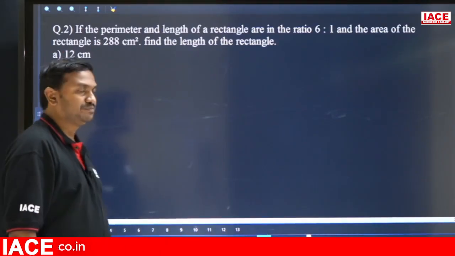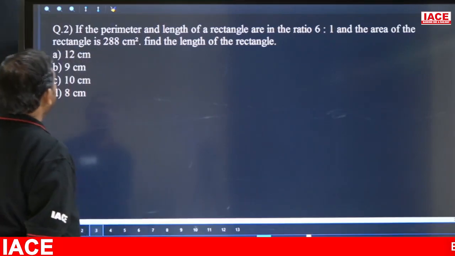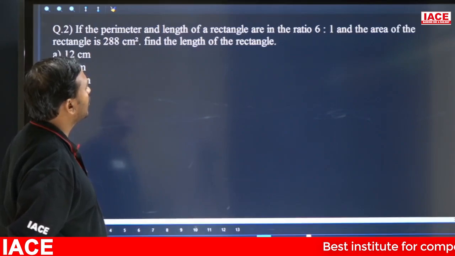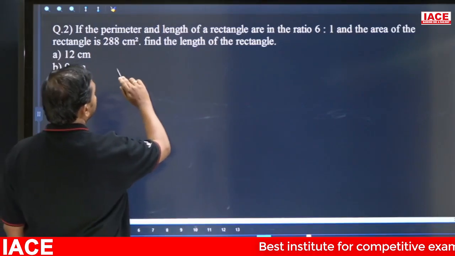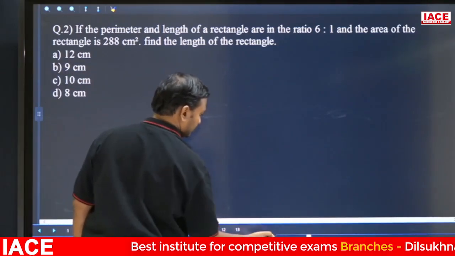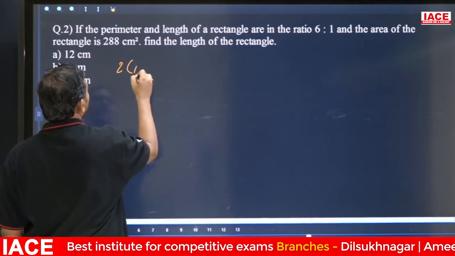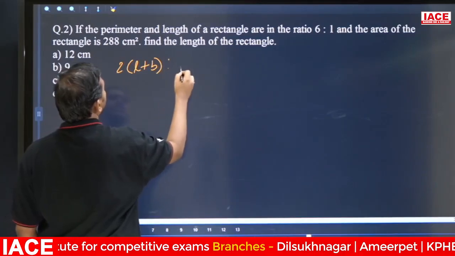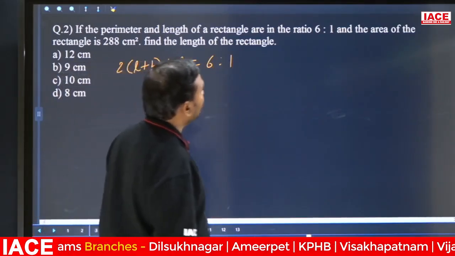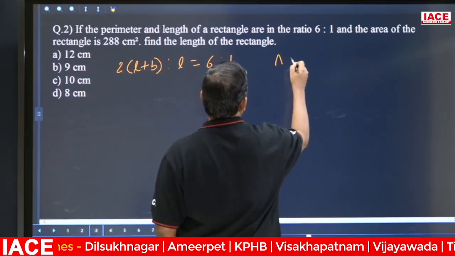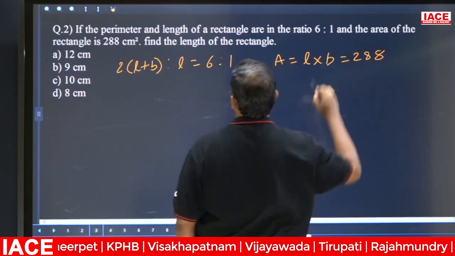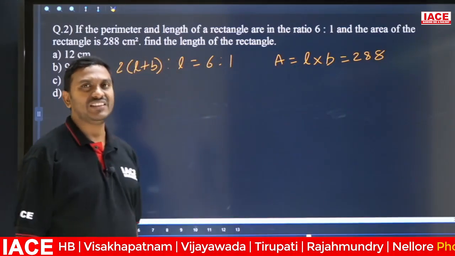Second one. If the perimeter and the length of the rectangle are in the ratio of 6:1, perimeter means 2 into (L plus B), is to L is 6:1. And the area of the rectangle, L into B, is 288. Then find the length of the rectangle.